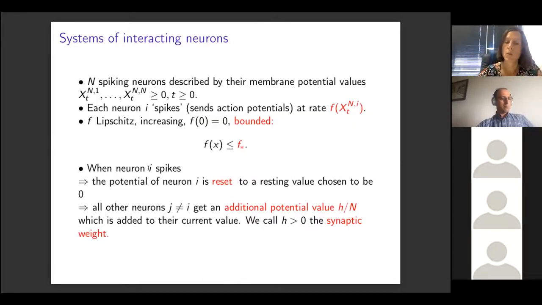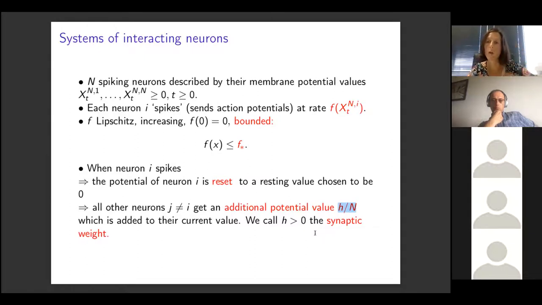When one of the neurons spikes, its own potential is reset to the resting value, which for convenience I choose to be zero. All the other neurons in the system, and that's the mean field assumption, get the same additional positive kick to their potential, h divided by N, where capital N is the size of the system. I will call this little parameter h the synaptic weight. It doesn't evolve in time, so little h is fixed throughout this talk. So this is the spiking mechanism.